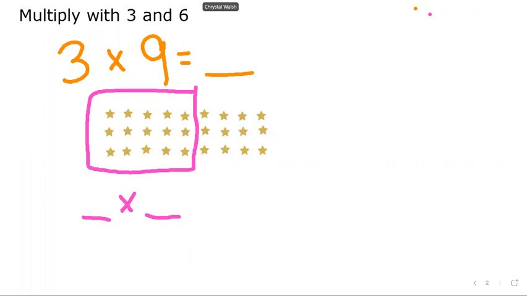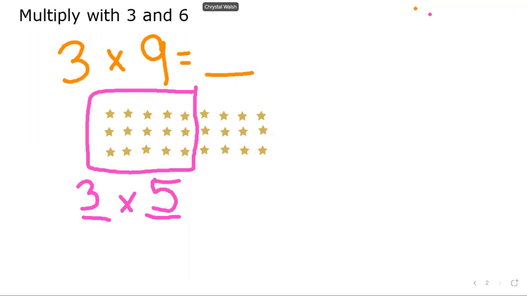Let's write a multiplication equation to represent this array. First, how many rows do I have? 1, 2, 3 rows. And how many are inside that box in the row? So how many columns are inside that box? 1, 2, 3, 4, 5. So inside the box, the multiplication equation represented is 3 times 5.